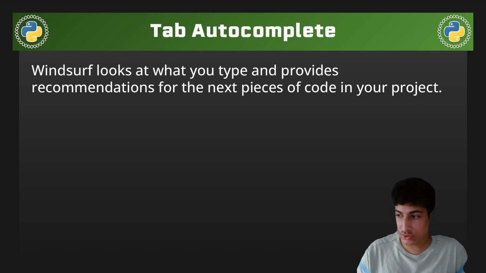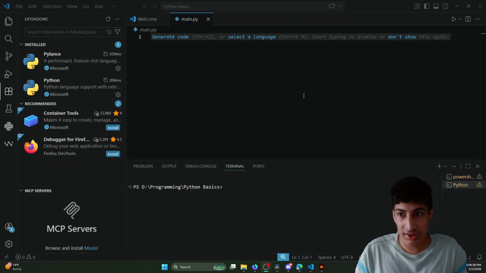Now that we're officially logged into Windsurf, we can explore some of its features in more detail. Firstly, let's try out tab autocomplete. Windsurf looks at what you type, looks at the rest of the code in your project, and tries to recommend code to you based on what you've already written. This tabbed autocomplete is unlimited and completely free, meaning we can leverage the power of it as much as we want to.